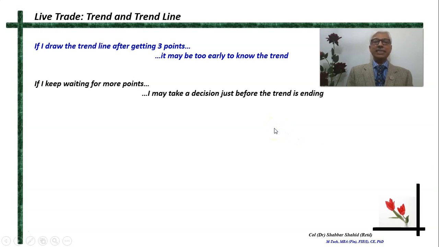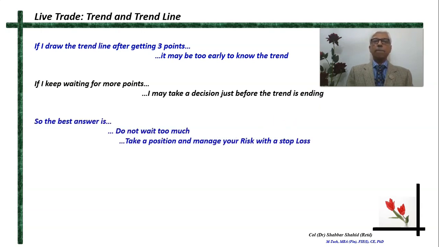But if I keep waiting for more points to come and I wait for more clarity, that also may not be good, because by the time I take a decision after I get 5-6 points and draw a line, it would already be the end of the trend. Maybe I will take a position when the trend is ending and then again starts moving down, so it would be a loss. Won't be a wise thing to do that way. So the best answer is what I have done today. No problem even if it were a small loss, but that is the best thing to do.